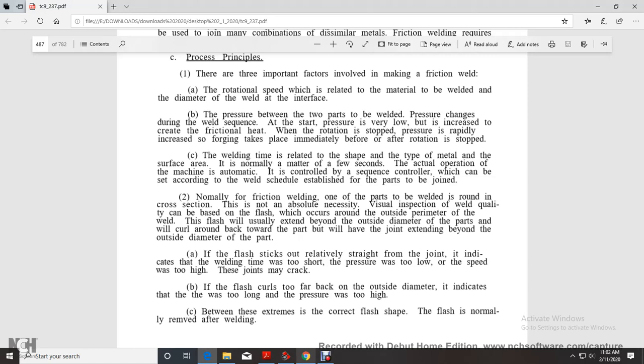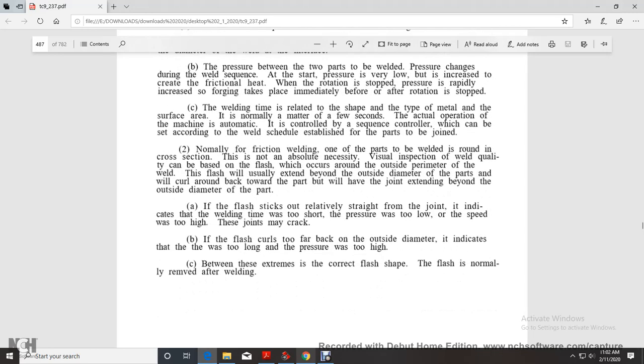Welding time is related to the shape and type of the metal and the surface area, and is normally a matter of a few seconds of actual operation. The machine automatically controls the sequence, which can be set in accordance with the welding schedule of time for the parts to be joined. In normal friction welding, one of the parts to be welded has a round cross section, though this is not an absolute necessity.